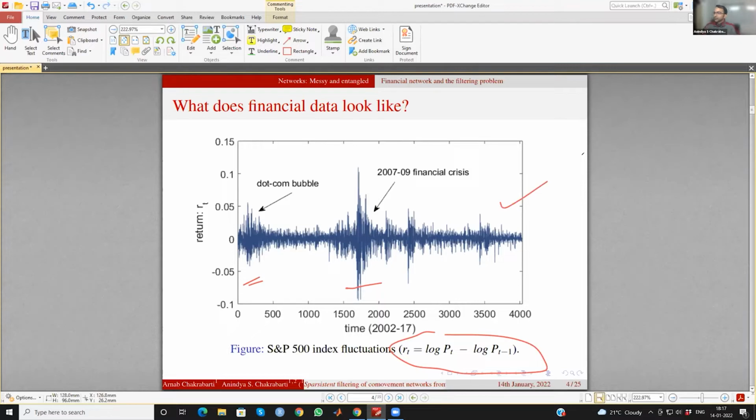But technically speaking, what one can do is look at all of these 500 different assets separately, and each of them will give rise to a time series. So we'll have 500 time series of, let's say, some given length.